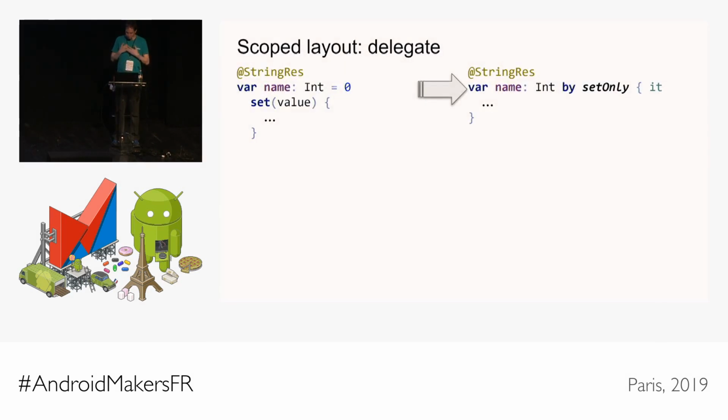So here we replace the property initialization and the setter function with the delegate. This set-only delegate I will show next. So it's a simple function that returns a ReadWriteProperty. ReadWriteProperty is a Kotlin class that is used for delegate declaration. It's an anonymous inner class of it.